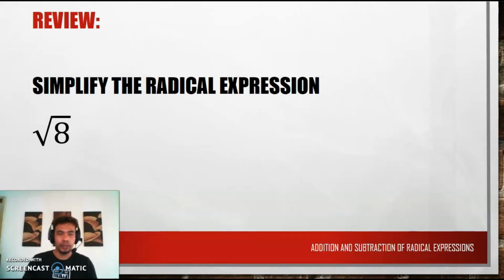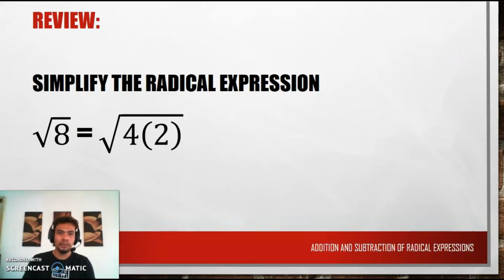We have here square root of 8. As we all know, 8 is not in its simplified form. So we have to find the factors of 8 in which one of the factors can still be extracted as a root. Those factors are 4 and 2. So we have square root of 4 times 2, because 4 times 2 will give you 8. The square root of 4 is equal to 2, and what will remain in the radicand will be 2. So we have 2 square root of 2 as the simplified form of square root of 8.